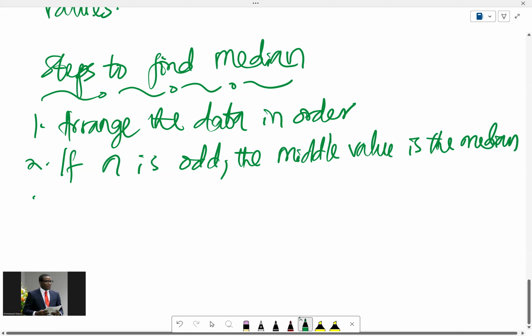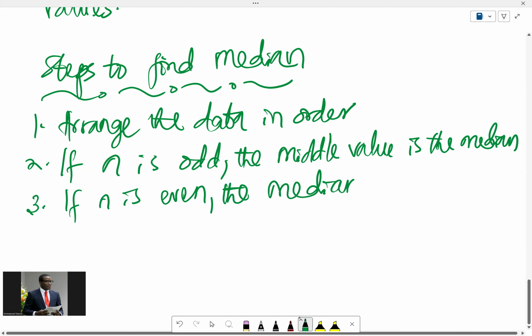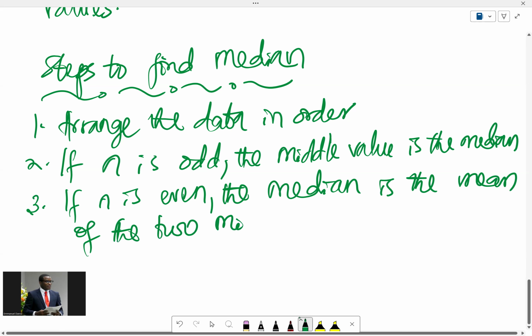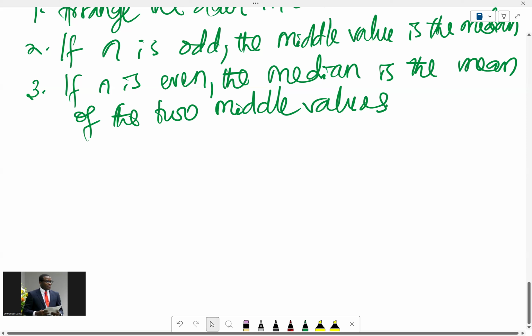And then the third step, if n is even, that's the number of data you have is even, the median is the mean. The median is the mean of the two middle values. Okay. So let's take an example.